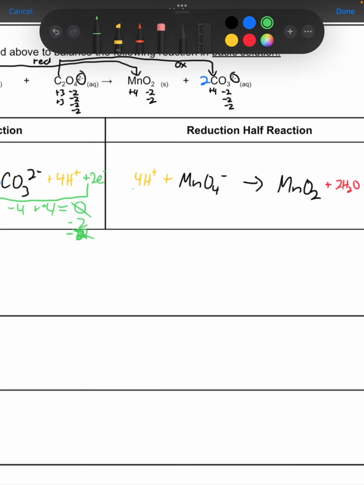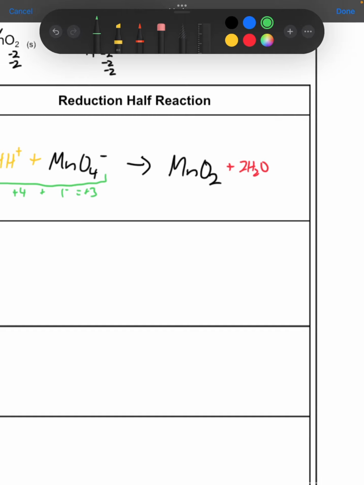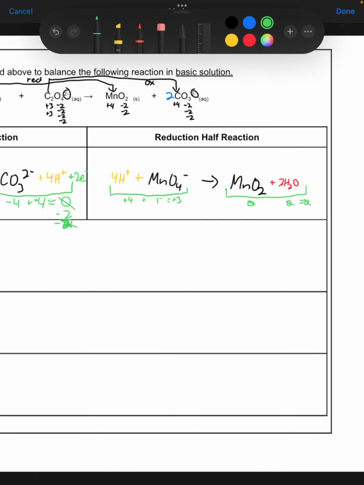In my reduction half reaction, I have my 4 positives here and my singular negative there for a total of +3 on the left. And then both of these molecules are neutral. And so that's going to be overall neutral on the right-hand side of my reduction half reaction. That means that I need to add 3 electrons to make all of that equivalent in my reduction half reaction.